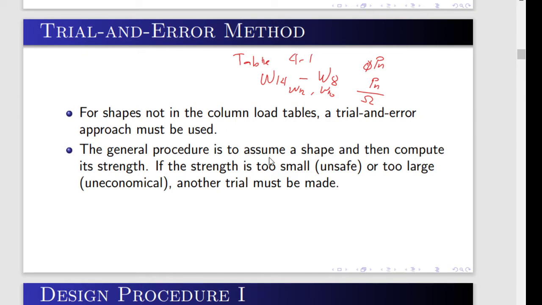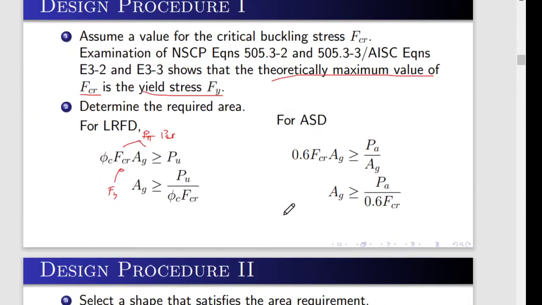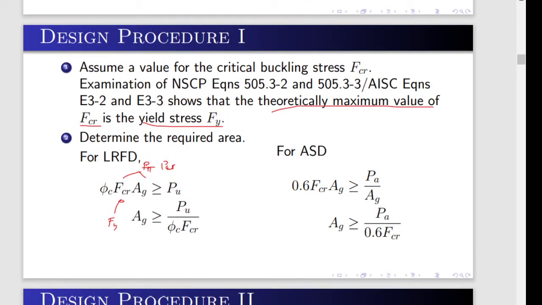The general procedure is to assume a shape and then compute its strength. If the strength is too small, meaning unsafe, or too large, uneconomical, then that must be revised. The total operating stress should be less than Fy, and should not be close to Fy.